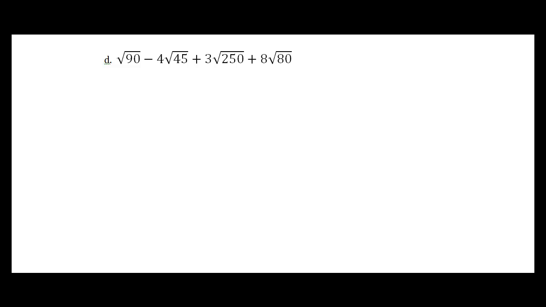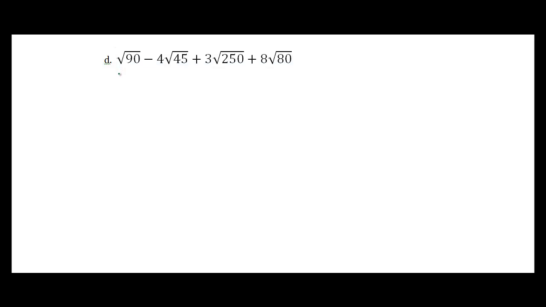All right, one more example. We have the square root of 90 minus 4 times the square root of 45 plus 3 times the square root of 250 plus 8 times the square root of 80. And we want to simplify, or add or subtract. Well, if I look at the square root of 90, I actually can simplify that a little bit.